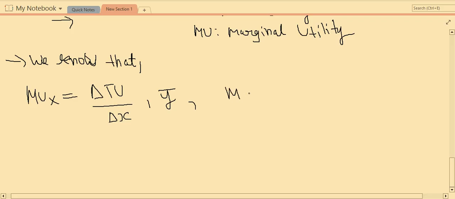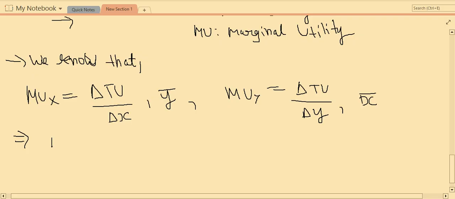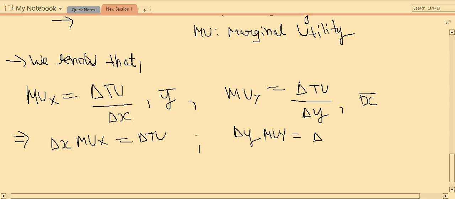Similarly, MUY. What is MUY? Change in total utility upon change in Y. Here X is constant. We denote constant by bar. Now this implies, on both sides, delta X into MUX equals change in TU. Similarly, delta Y into MUY equals change in TU.